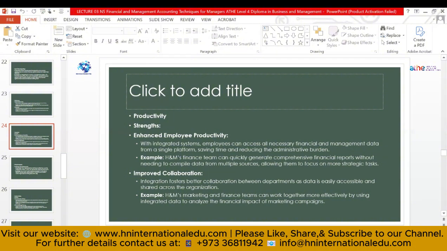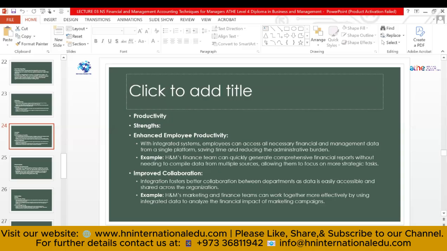Improved collaboration. Integrating fosters a better collaboration between the departments, that is marketing, finance, HR, R&D, production department, as the data is easily accessible and shared across the organization. Now, this only happens through a system called customer relationship management. It's a CRM system which is installed in the business organization, and all the departments are connected to that CRM system. There you can access the laptops, you can access what they are up to, what decisions we are going to soon take. All the details are there, and it helps and saves time.